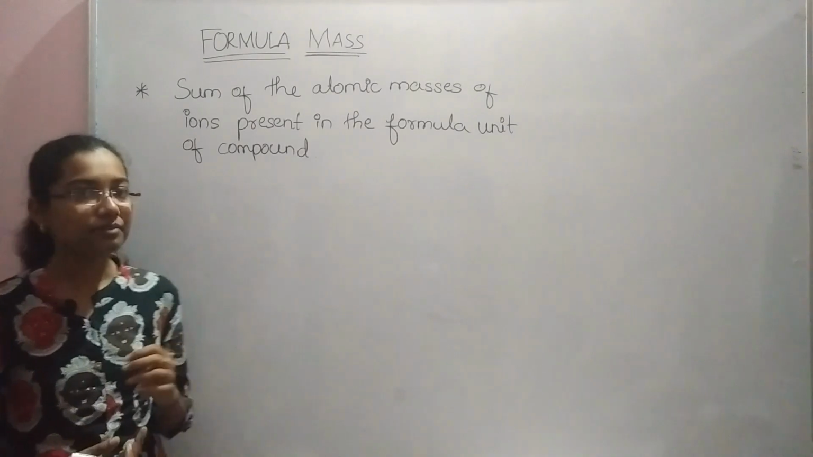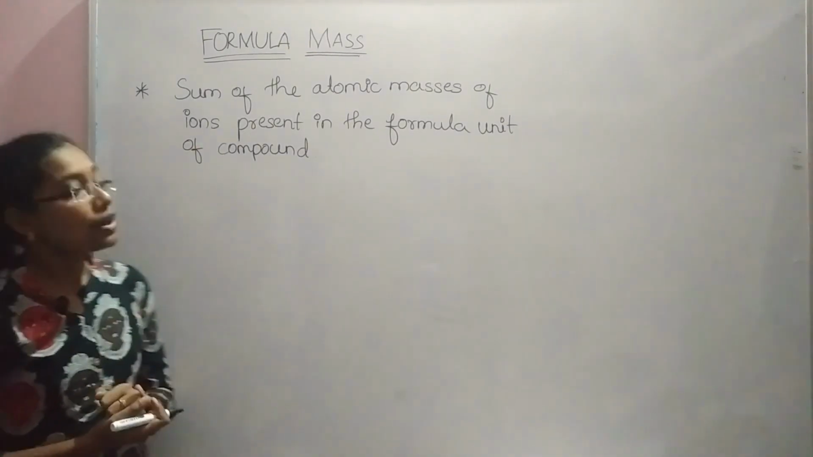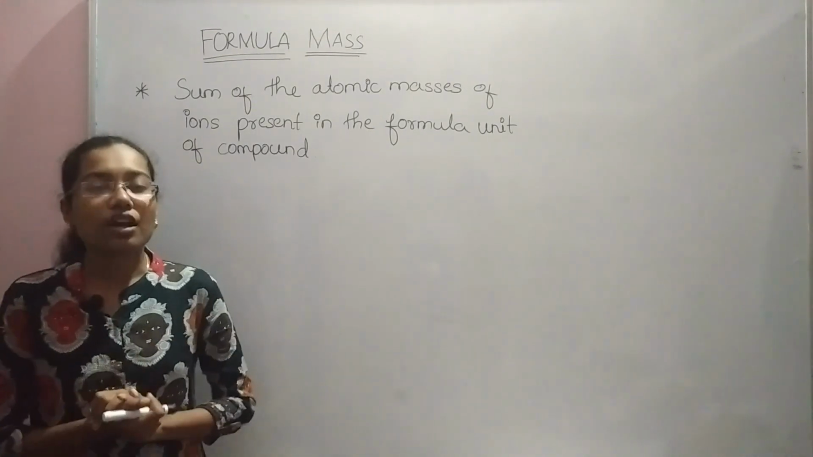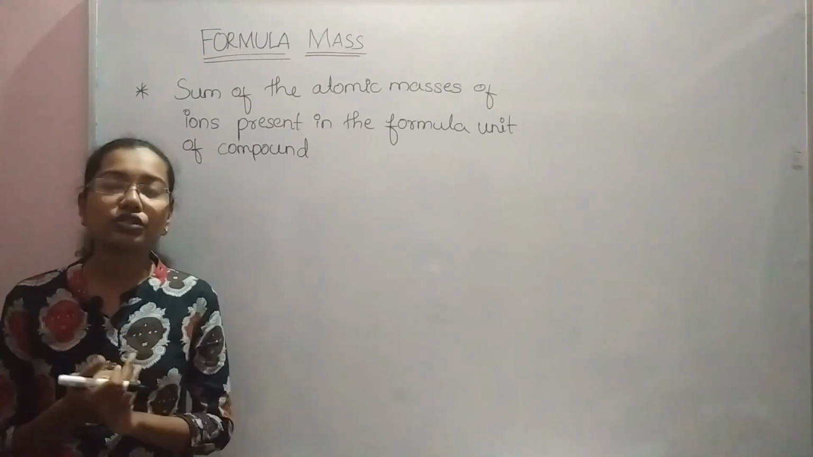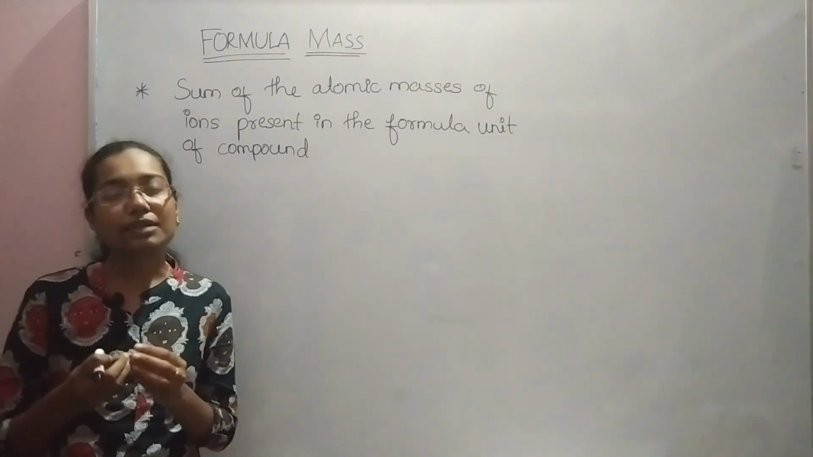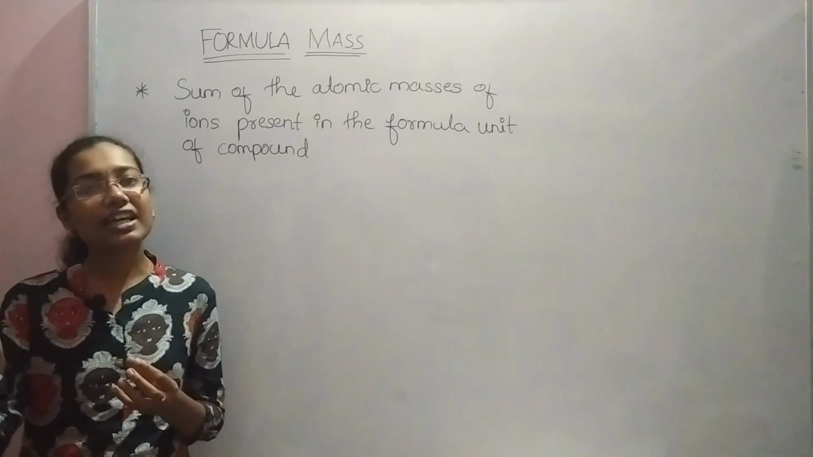We'll see that. Okay, formula mass. What do you mean by formula mass? We have many ionic compounds, right? We have covalent compounds also, ionic compounds also. In ionic compounds, the atoms are present in the form of their ions.